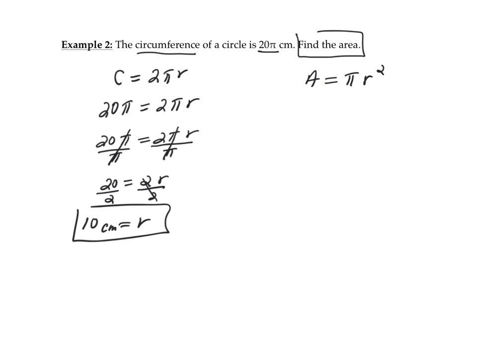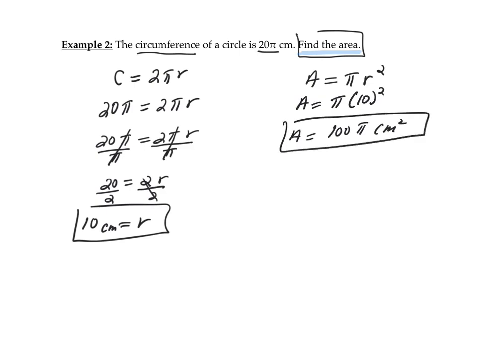Okay, remember that our goal is to find the area here. So we're not done yet. We need to plug our radius into our area formula. So pi times 10 squared will be our area. So our area is equal to 100 pi centimeters squared. Now that is your final answer, and it's exact.